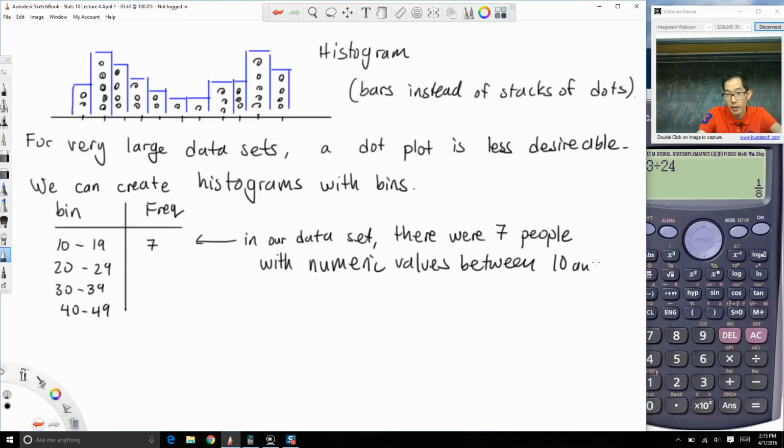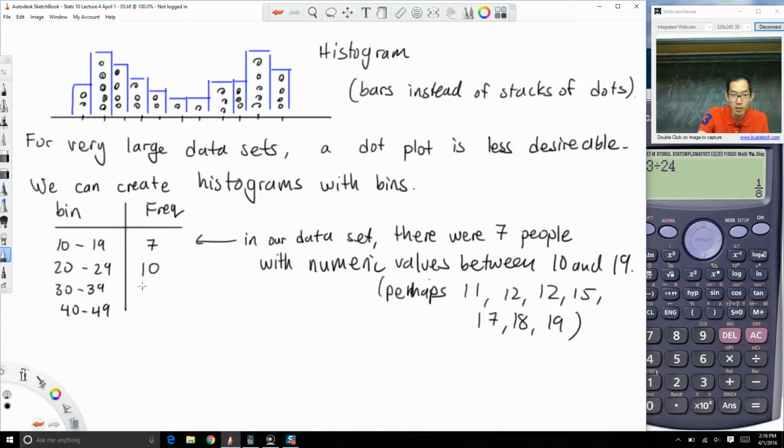between 10 and 19. So perhaps 11, 12, 15, 17, 18, and 19, or so. I'm just making up numbers. So there were just 7. And then we can just go through and say there were 10 and 12 and 4 or something. And so in this case, our histogram would look something like this.